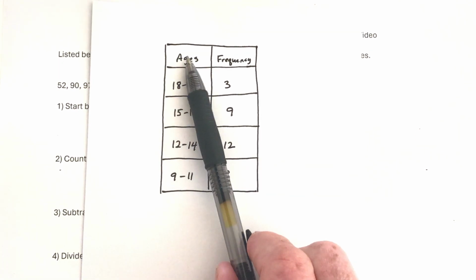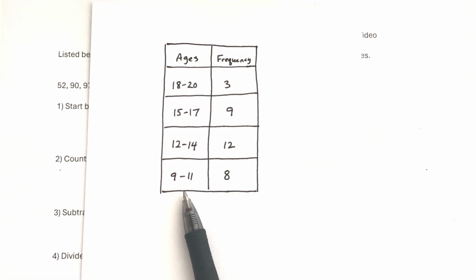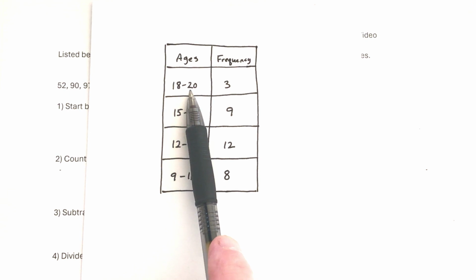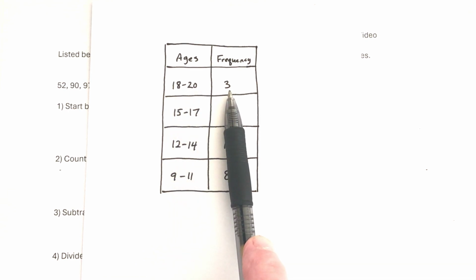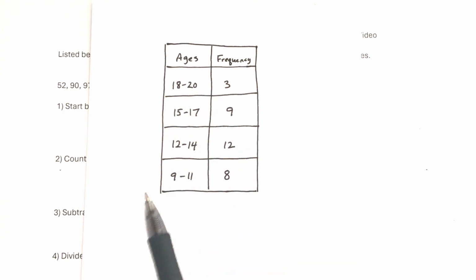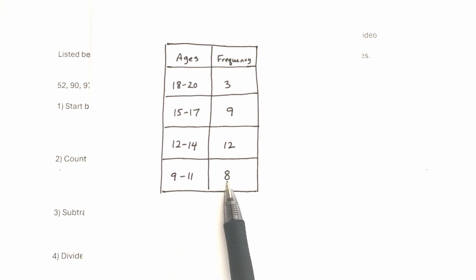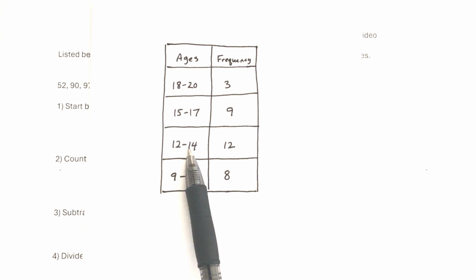So this column right here are the ages. Perhaps these are people at a day camp, and it's saying for the 18, 19, and 20-year-olds, there's 3 people. So most likely those are the adults taking care of the younger kids. This means that the youngest person is 9, and in the 9, 10, 11 category, there's 8 people. Then there's the 12, 13, 14-year-olds, etc. So that's what we're going to be making.